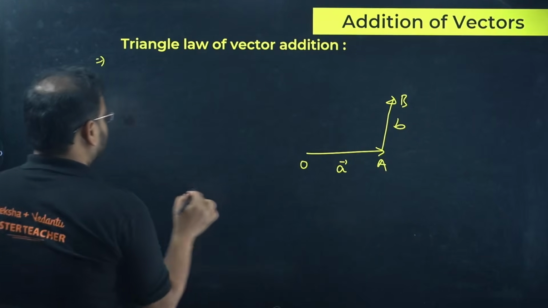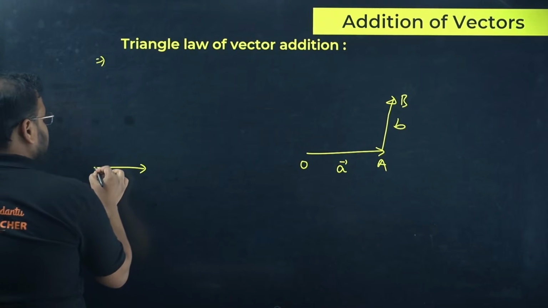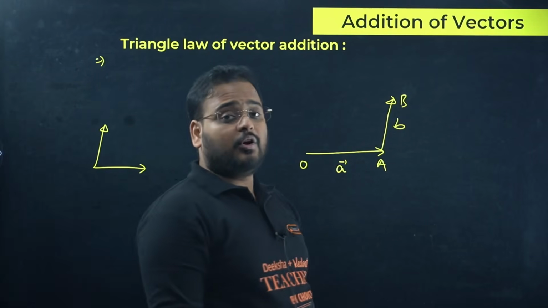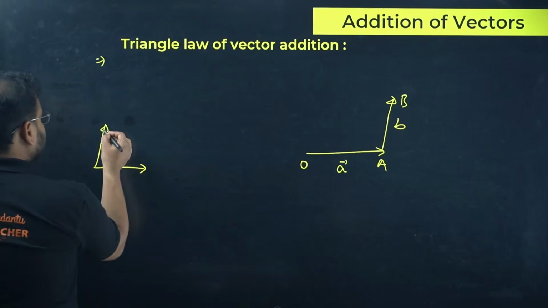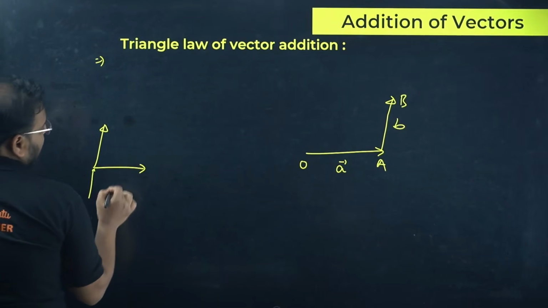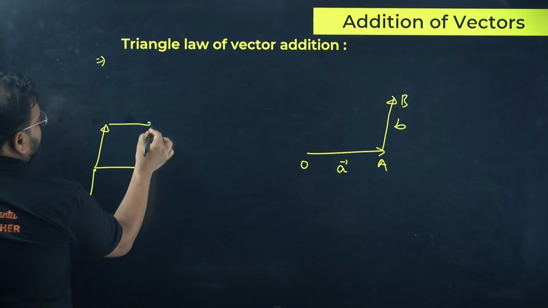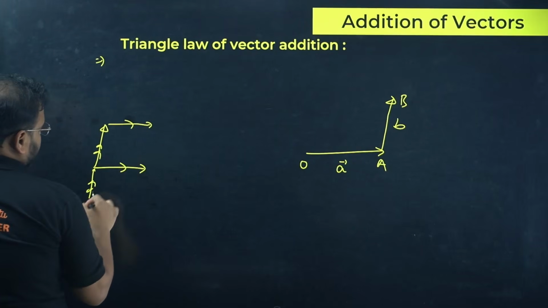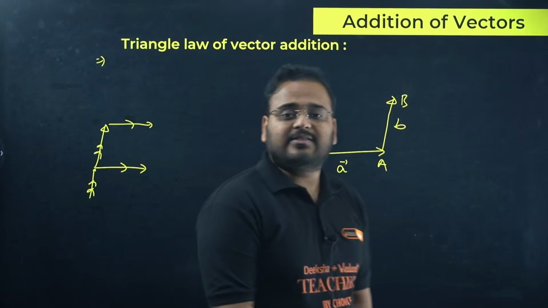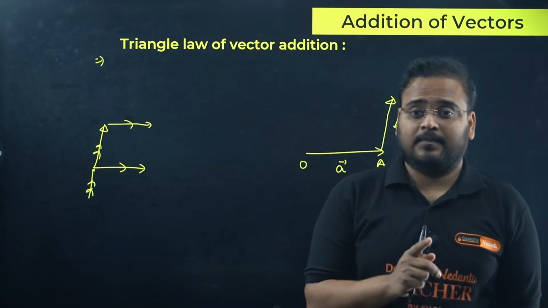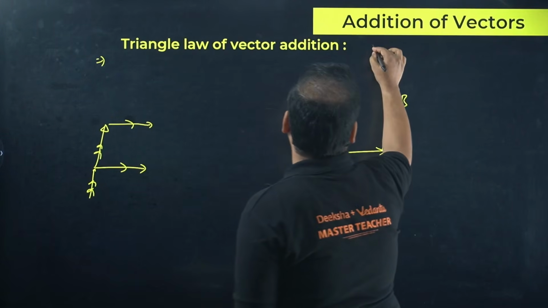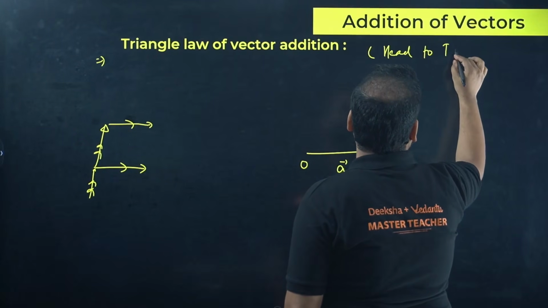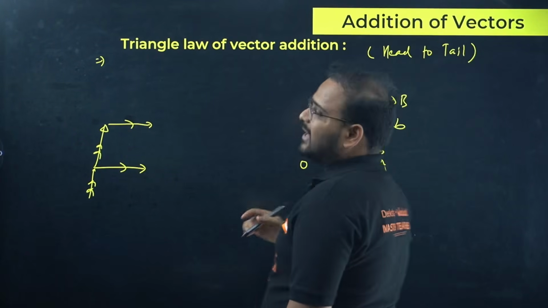If you have a vector like this, and let's say like this, you cannot add these using the triangle law of addition. You either have to move this vector over here backwards and then add, or you have to move this vector over there. You have to attach the vectors head to tail only. In triangle law of addition, attachment is always what? Head to tail. That's how you get the angle and everything.